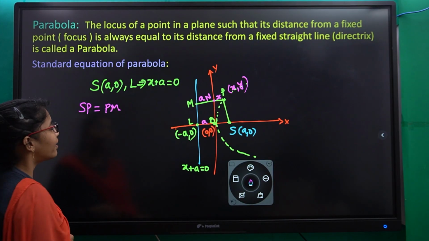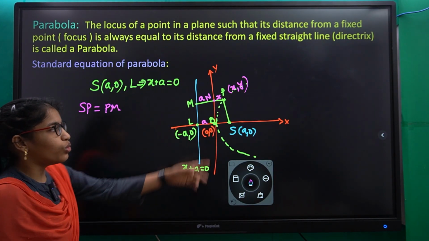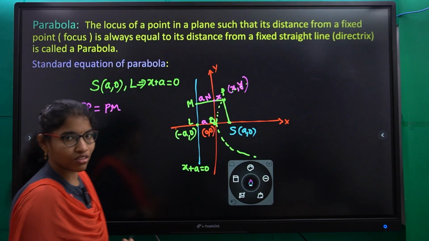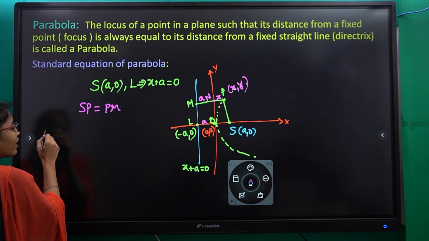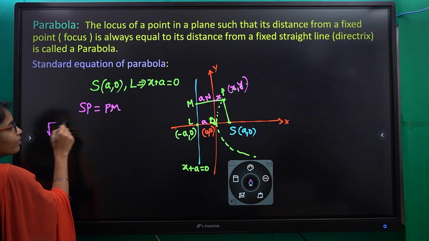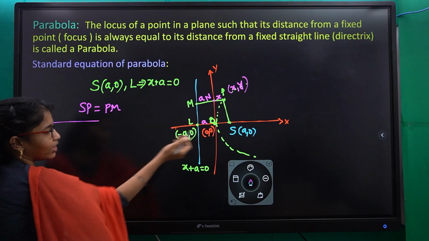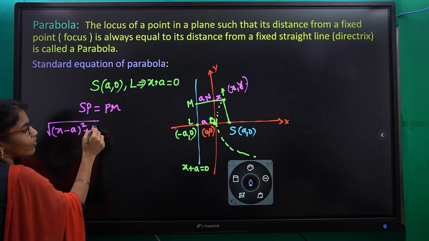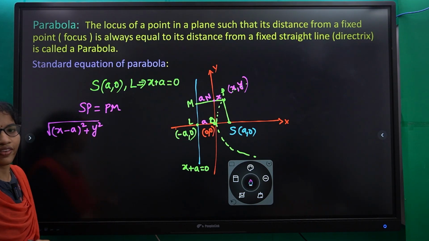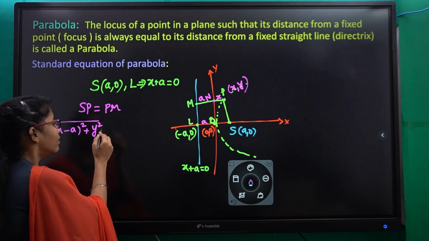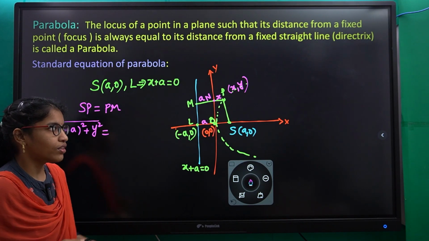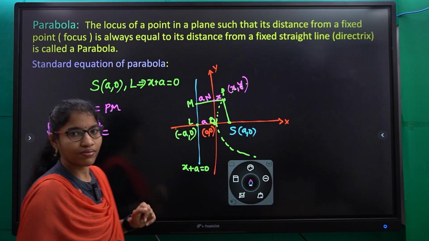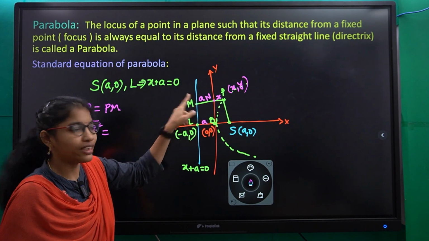Right? So here, you know 2 points. Can I find the distance between 2 points or not? Square root of (x2 minus x1) whole square plus (y2 minus y1) whole square. So (x minus a) whole square plus (y minus 0) whole square is nothing but y square, which is equal to PM. So what is PM here? PN plus NM.